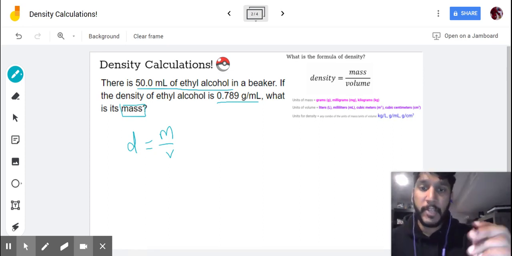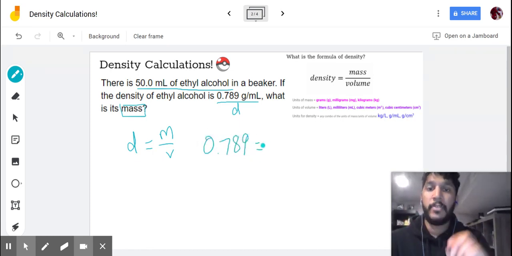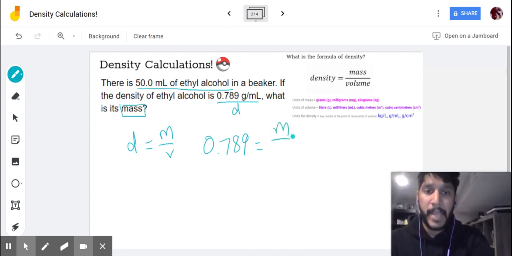So do we have our density? We do. They told us the density, and we also see grams per milliliter. That's going to be an indicator that it's our density. So we're going to plug in 0.789 for the density variable. Do we have our mass? No, that's what we're looking for. So we can't plug in anything for that. I'm just going to put mass again.